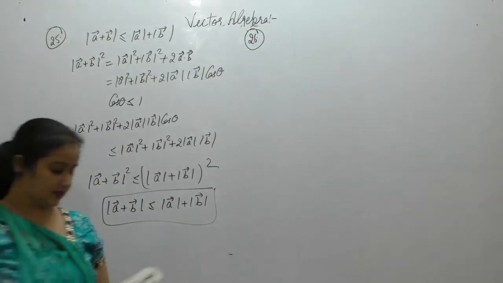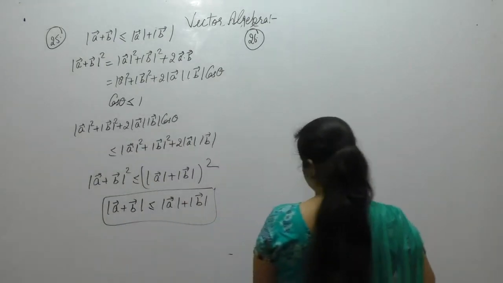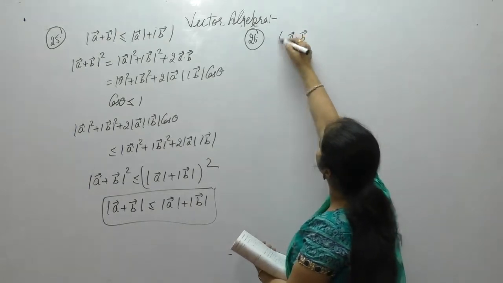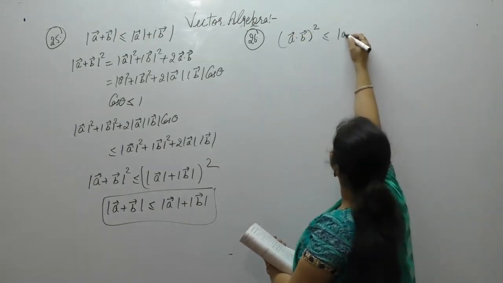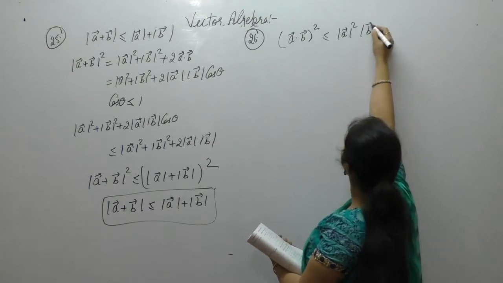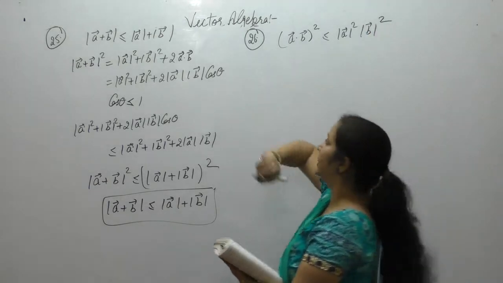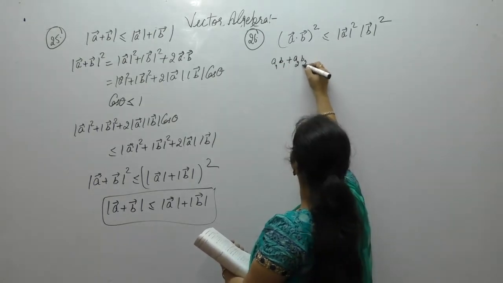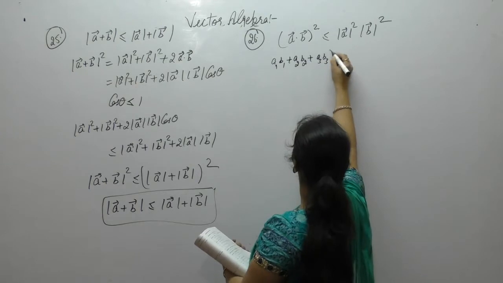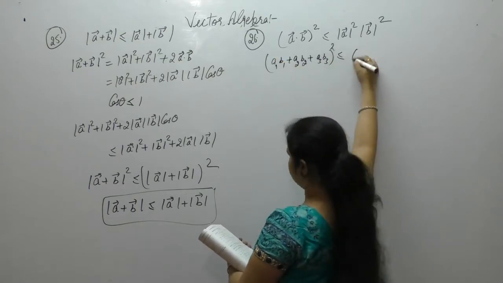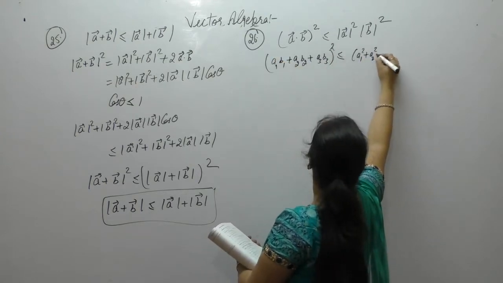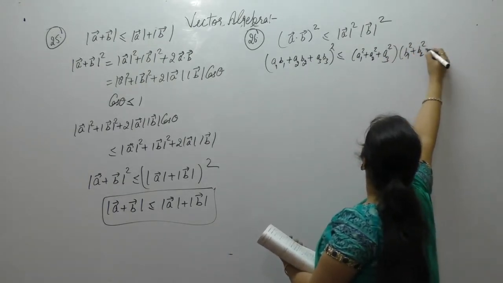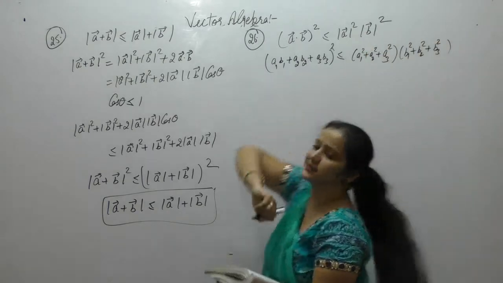Now next one is, for any two vectors a and b, prove that a dot b squared is less than or equal to modulus of a squared modulus of b squared, and hence show that a1 b1 plus a2 b2 plus a3 b3 squared is less than or equal to a1 squared plus a2 squared plus a3 squared, b1 squared plus b2 squared plus b3 squared.